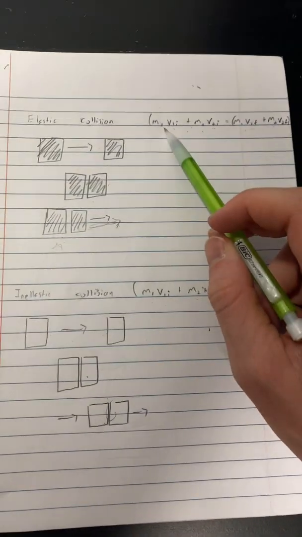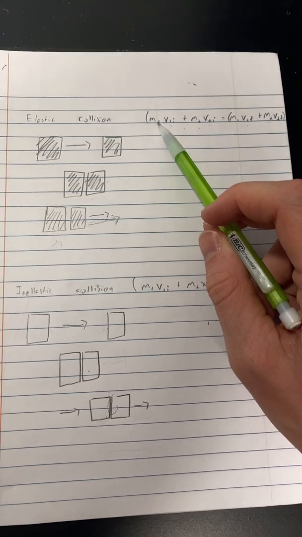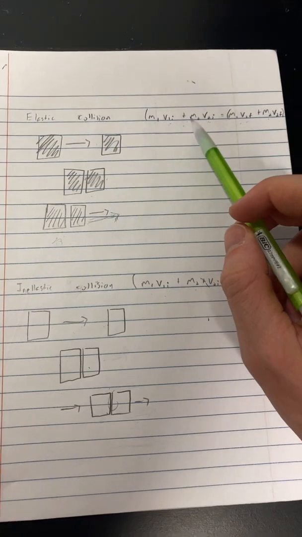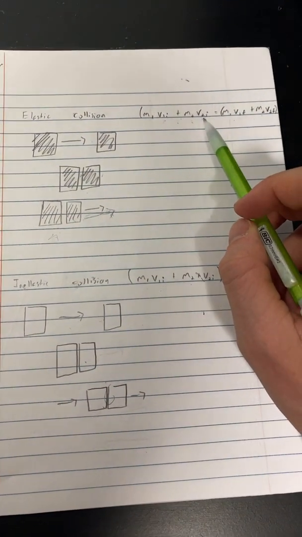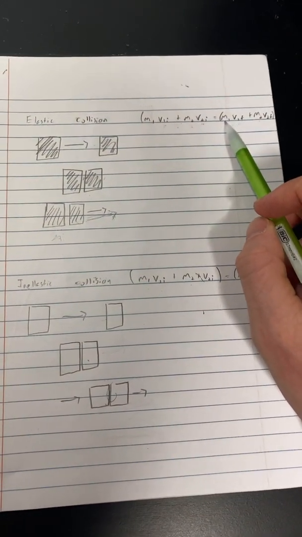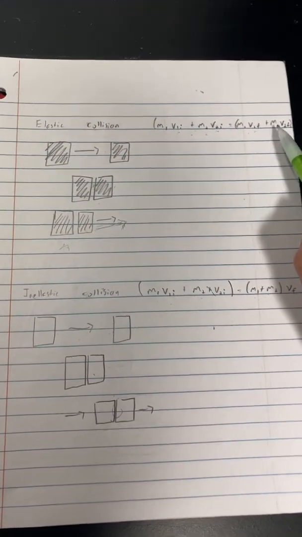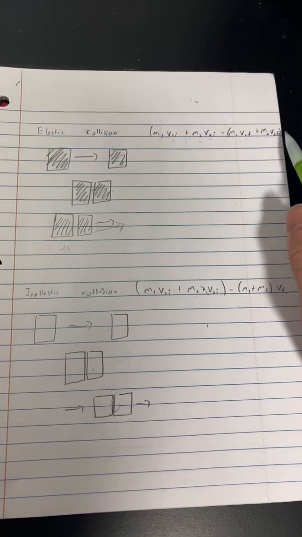The equation for elastic collision is the mass of the first object times the initial velocity of the first object plus the mass of the second object times the initial velocity of the second object, and that equates to the mass of the first object times the final velocity of the first object plus the mass of the second object times the final velocity of the second object.